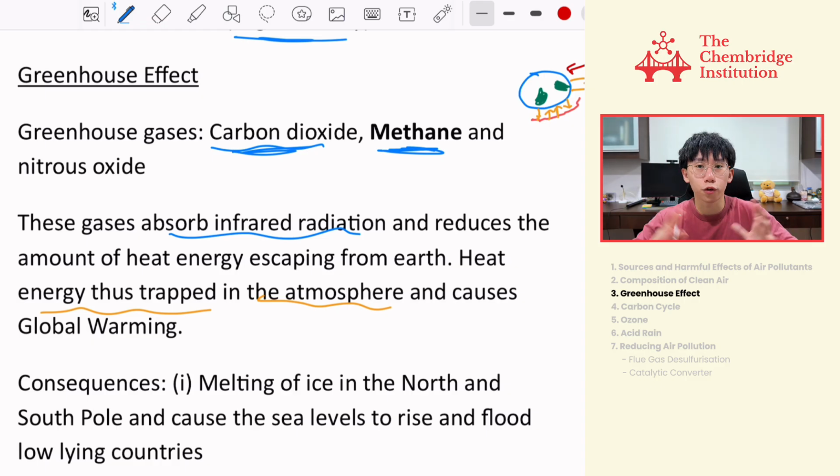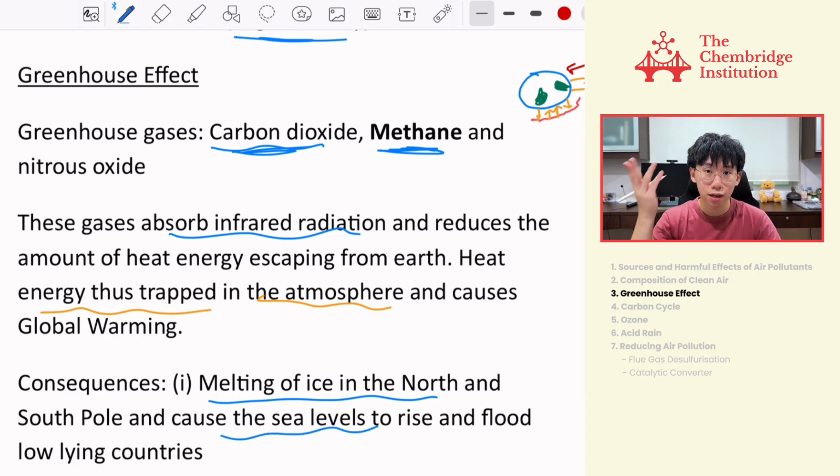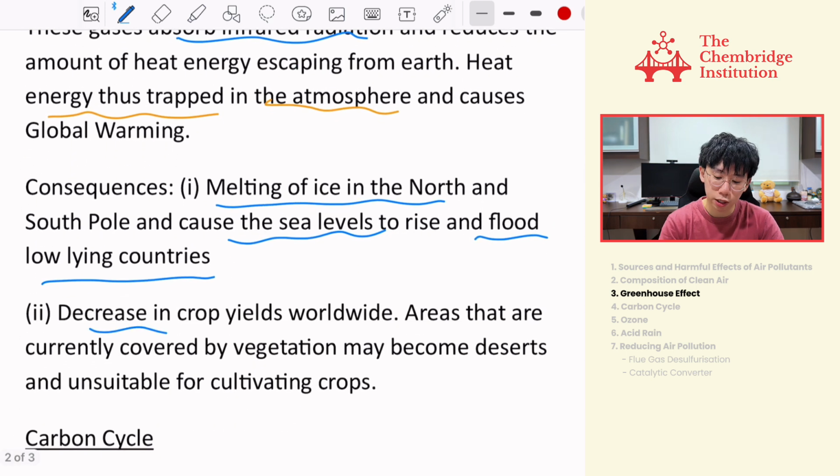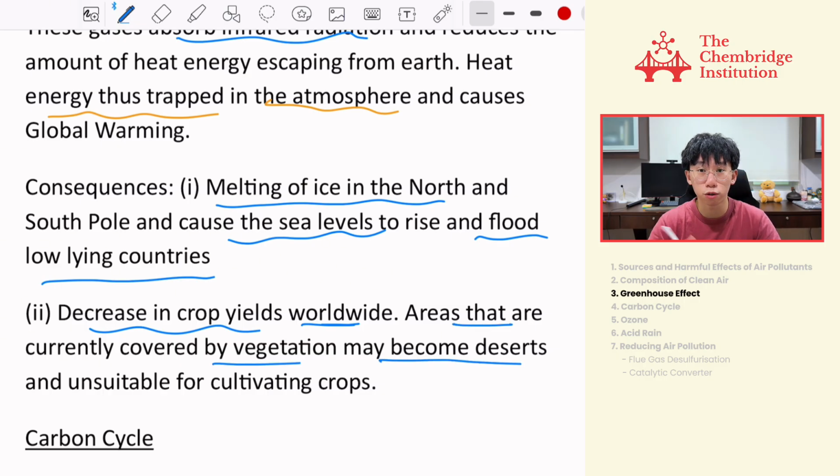So the consequences of your enhanced global warming, just to be specific, is the melting of your ice in the North and the South Pole, so the melting of the polar ice caps, and this will cause the sea levels to rise, right? And this will result in flooding in the low-lying countries. This will also further cause a decrease in the crop yields worldwide, because certain soils will not be usable in terms of cultivating crops anymore, and areas that are covered in vegetation may become deserts and just unsuitable for cultivating these crops.